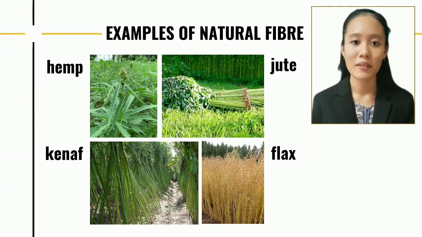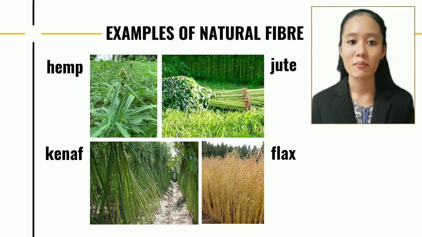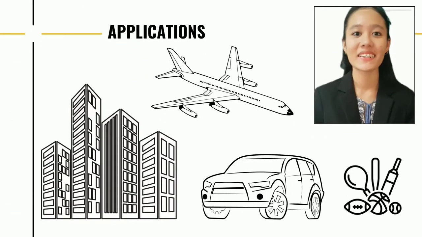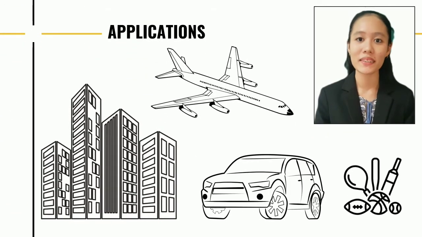Common natural fibers used as reinforcement in composites are hemp, jute, kenaf, and flax. Natural fiber reinforced polymer composites are used in various applications ranging from building and construction, car industry, aerospace, and sports due to their desirable properties.